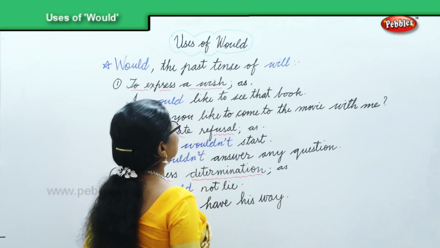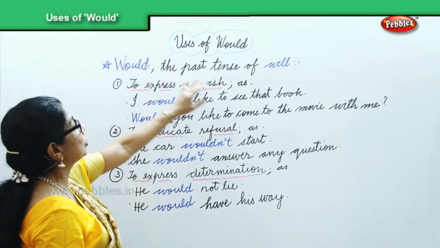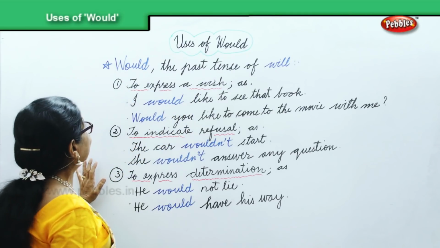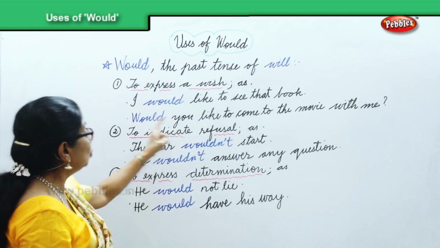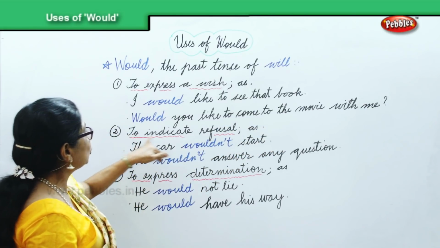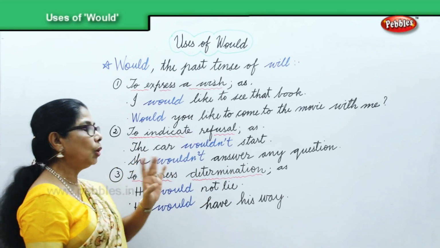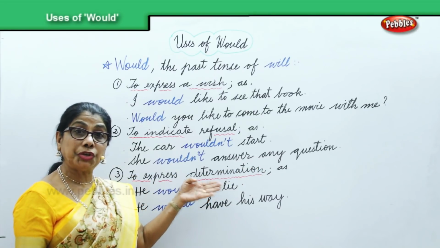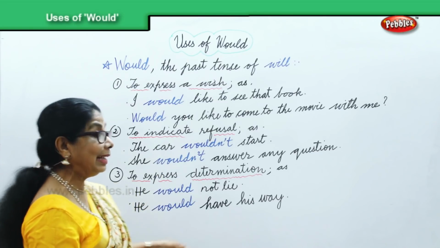The uses of would. Would is the past of will. The three types of usage of would: to express a wish, as in I would like to see that book. Would you like to come to the movie with me? In the second category, to indicate refusal, the car would not start. She would not answer any question. And the third, to express determination. He would not lie. He would have his way.